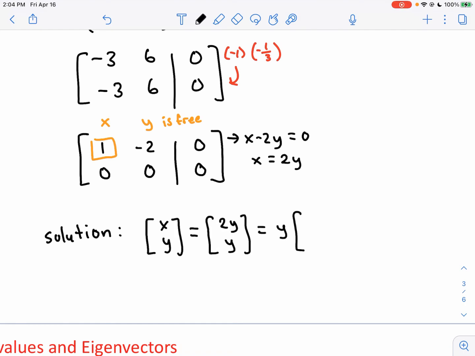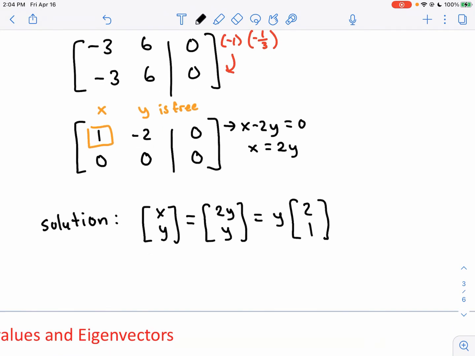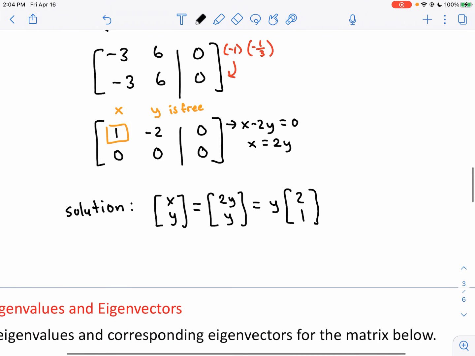So we can factor that y out, and we get (2, 1). Now this represents infinitely many answers, because y can be any value. In fact, sometimes you will see a different letter introduced here instead of y, like a k or an s. But any multiple of (2, 1) will be an eigenvector corresponding to an eigenvalue of -1.